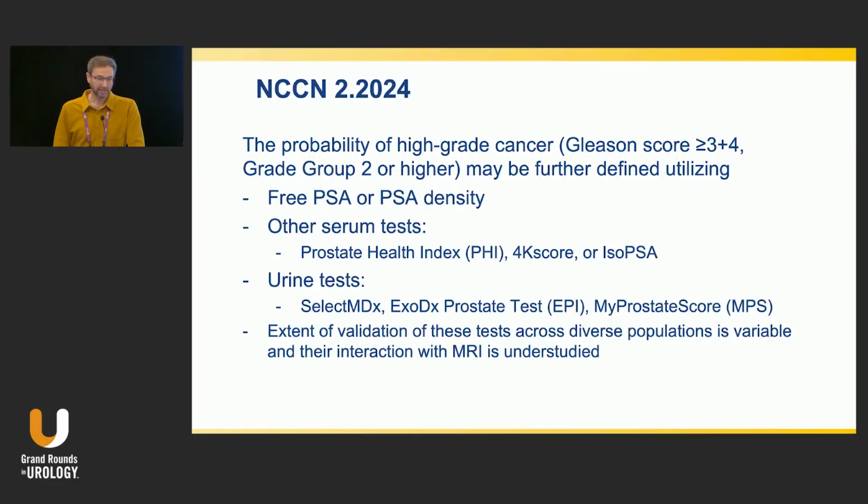So the tests we talk about are going to be especially useful for folks with PSAs between about 3 and 10. The probability of higher grade cancers can be further defined utilizing, let's say, free PSA or PSA density, other serum tests like PHI, 4K, or IsoPSA, and a variety of urine tests like SelectMDx and MyProstateScore, MPS. The extent of validation of these tests across diverse populations is variable, and the interaction with MRI, as we just heard, is understudied.